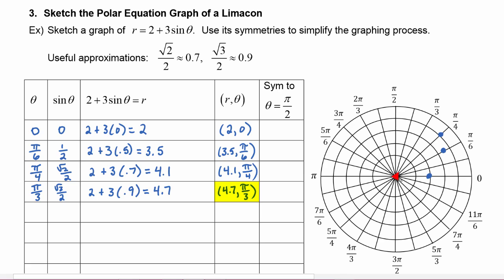So we come over to our coordinate plane, start at the pole, look towards pi over 3, and walk out a distance of 1, 2, 3, 4.7.